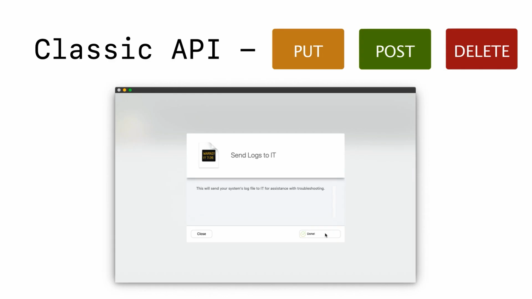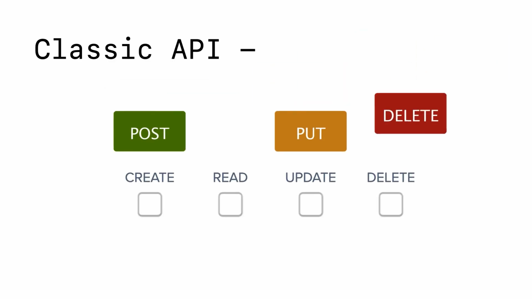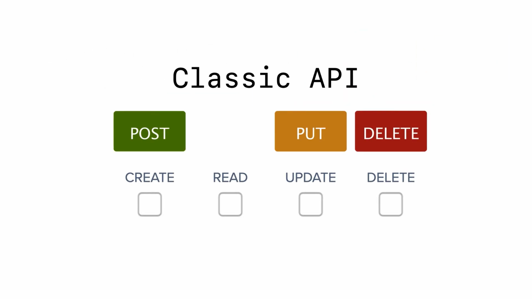Jeremy here. Let's explore the put, post, and delete operations in the classic API to update, create, and delete objects respectively. If you haven't already, we highly recommend checking out our videos on the introduction to the Jamf APIs and the get operation in the classic API.